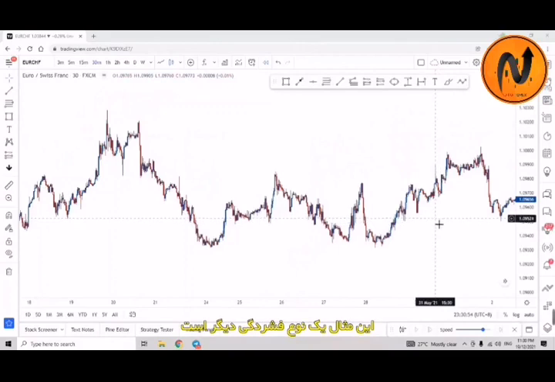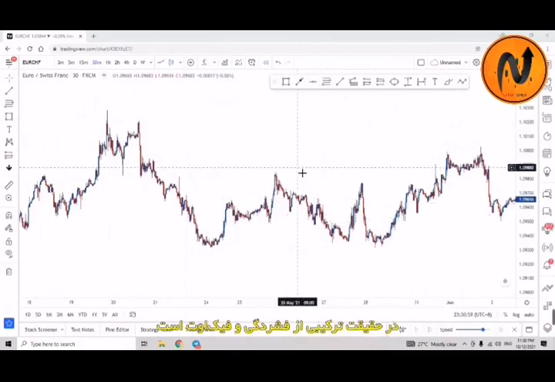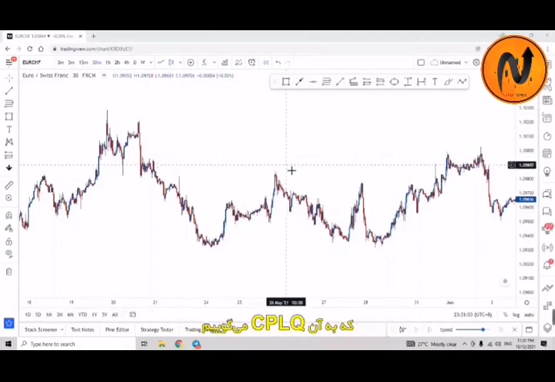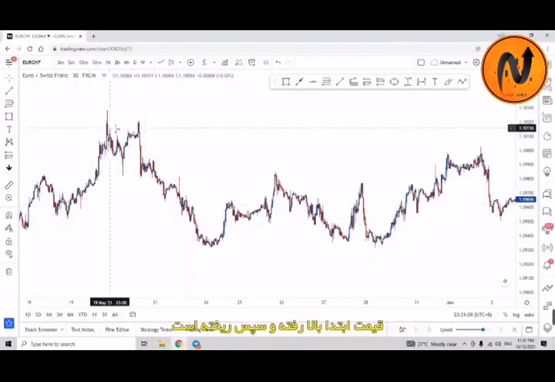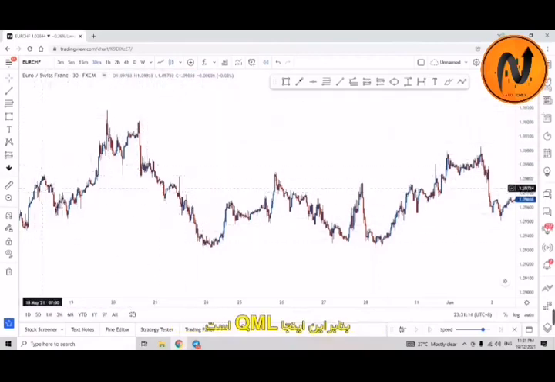Okay, so this is another type of compression. Of course, it's a combination, with some fake out. So it can be considered as a CPLQ. First of all, let's dissect and see what is happening. We have the price going up before it plunged down. So this is our QML over here.